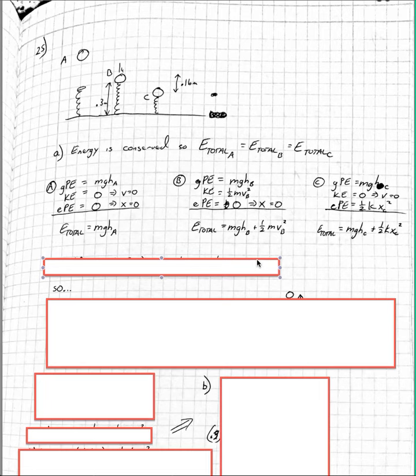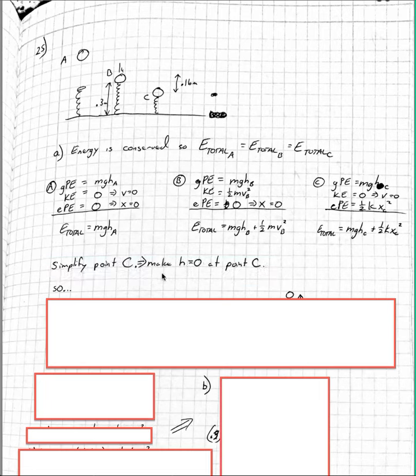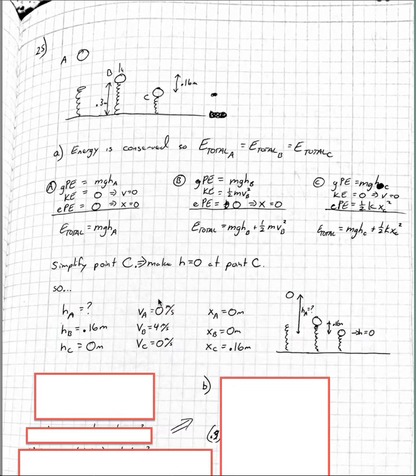Now, I like to simplify the problem and say that height zero is at the lowest point that the object goes. Not the table, because that would mean that C would have gravitational, but the lowest point that the ball goes in this. So I make my height zero at point C. So if that's the case, redraw this. Height zero is here. B is 0.16 meters up. A, I don't know how high it is. That's what I'm looking for.